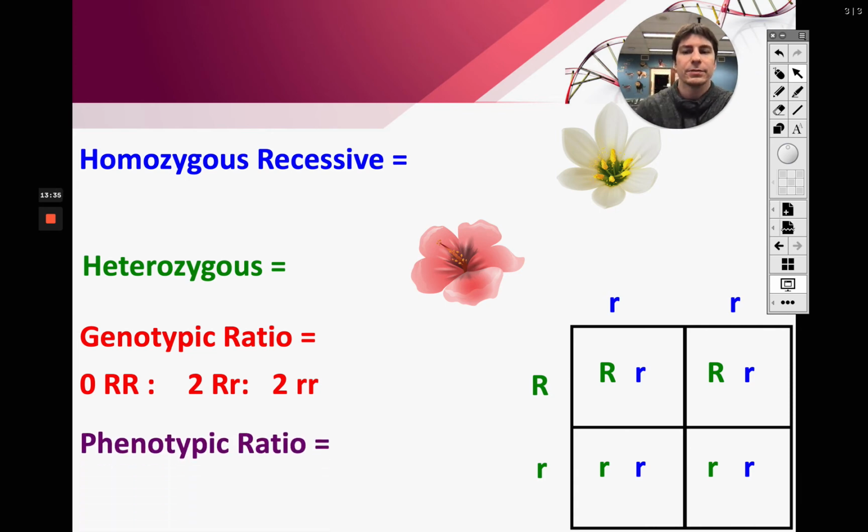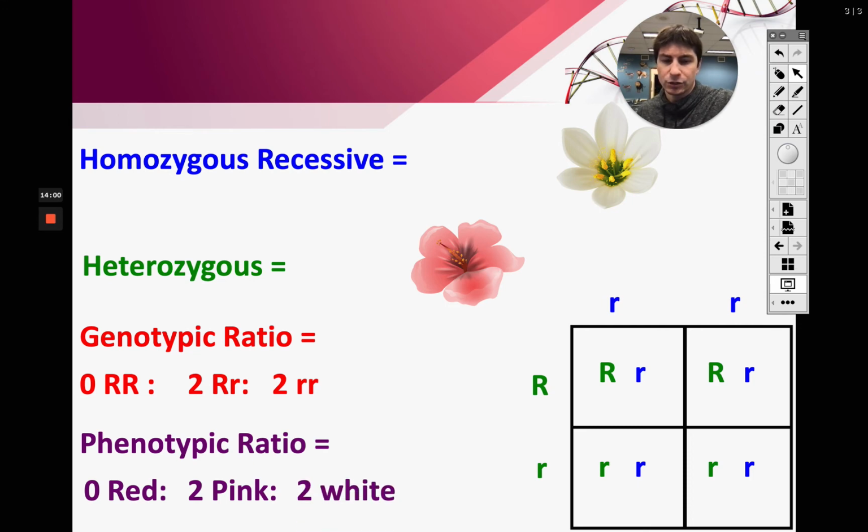So we have 3 different phenotypes for incomplete dominance. We have red, we have pink, and we have white. So in the boxes, you could even use your genotypic ratio as long as you did that correctly. 0 are big R. That means we're going to have 0 red. 2 of them are big R, little r, meaning we are going to have 2 pink. We're also going to have 2 little r, which means we're going to have 2 white.